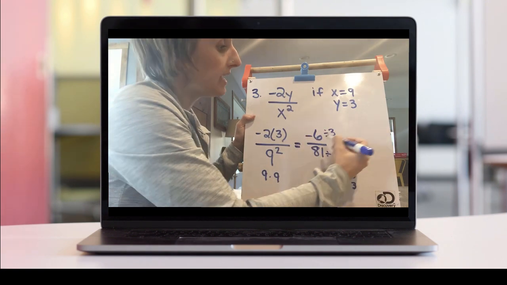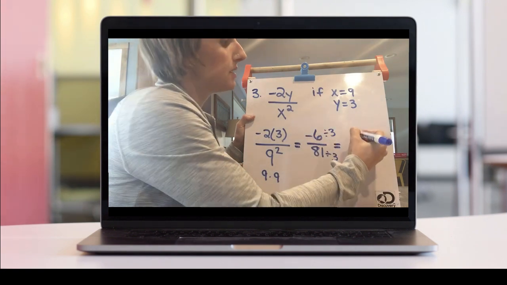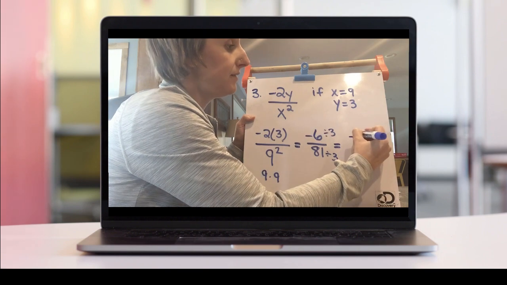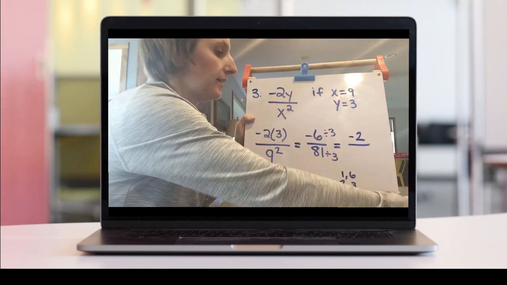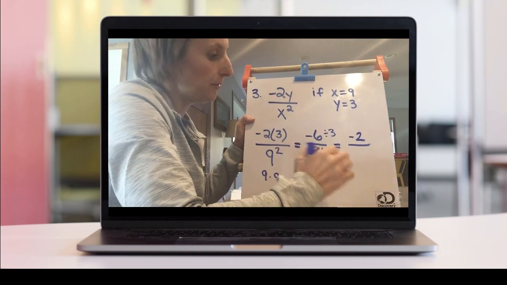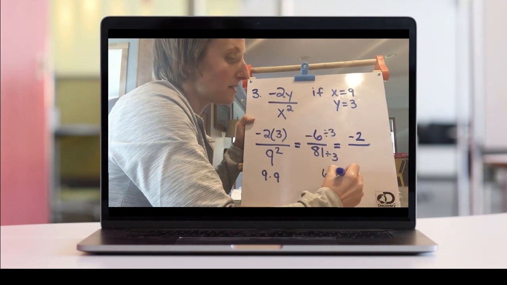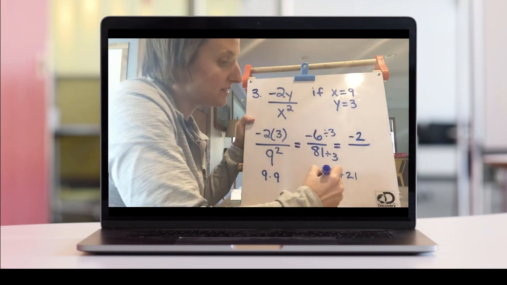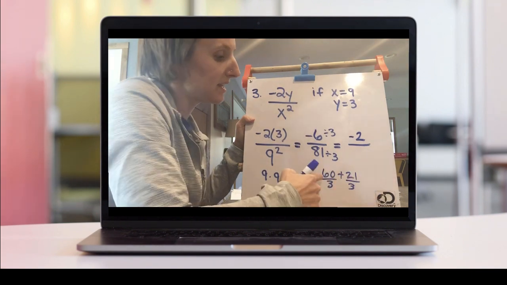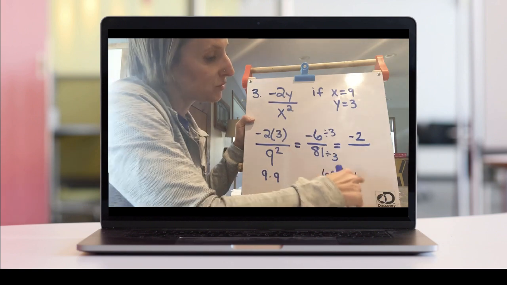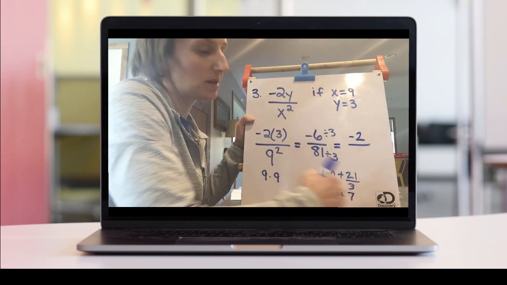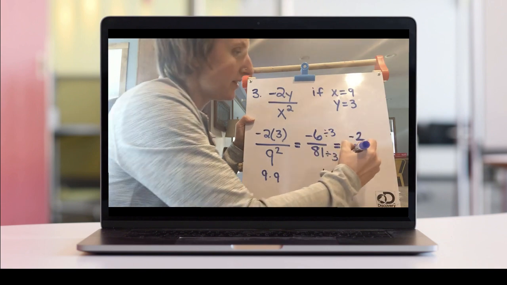Negative 6 divided by 3, the signs disagree, so my quotient is going to be a negative 2 over 81 divided by 3. Oh boy, this one. Well, I can break 81 up into 60 plus 21, right? And I can divide these values by 3 pretty easily. 60 divided by 3 is 20, plus 21 divided by 3 is 7. What's 20 plus 7? 27.